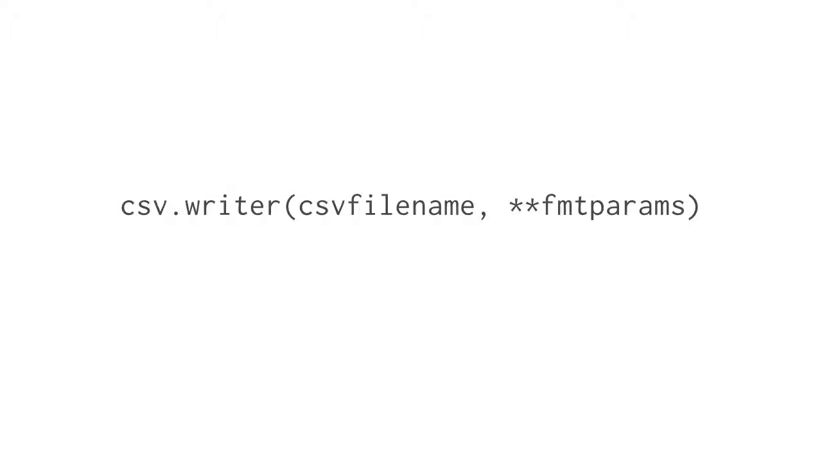The CSV module in Python provides a writer object that allows you to write and save data in this format. The syntax and parameters of the writer object are very similar to the syntax for the reader object. The syntax for the writer object can be expressed as csv.writer with the CSV file name and the optional formatting parameters. The writer function of the object is initialized with the csv.writer statement.